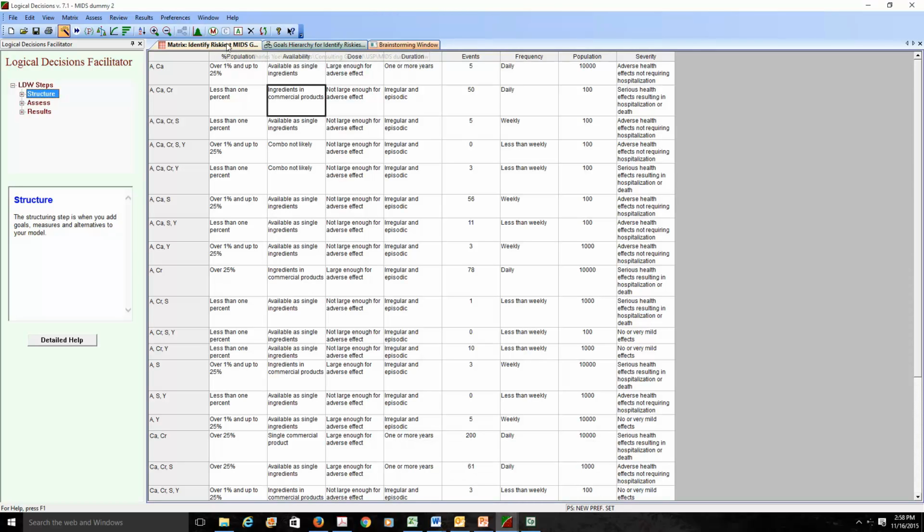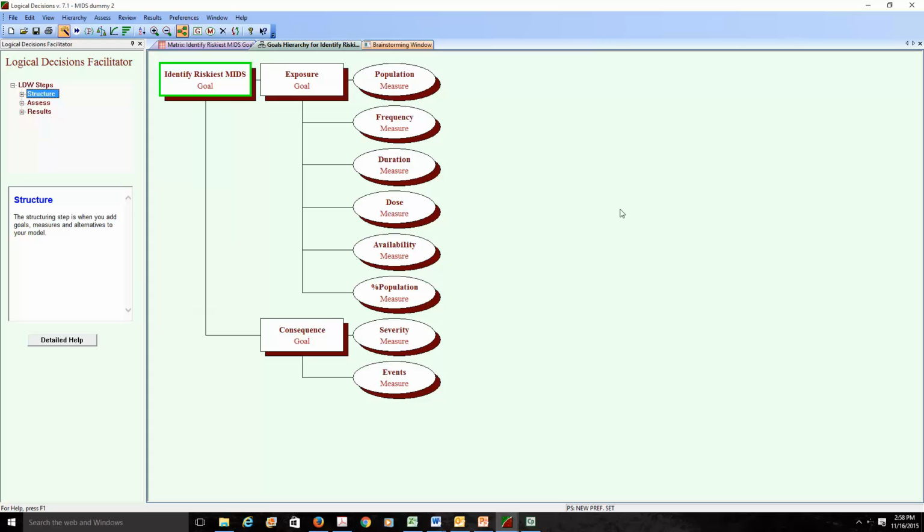Let's go to our model first. Keep in mind we're going to have 27 different combinations of multiple ingredient dietary supplements. The Department of Defense concern is that people take these in large numbers and in multiple combinations. And the health effects of these multiple ingredient dietary supplements are not well known. There is a concern that these supplements could affect mission effectiveness for the enlisted men and women of the Department of Defense.